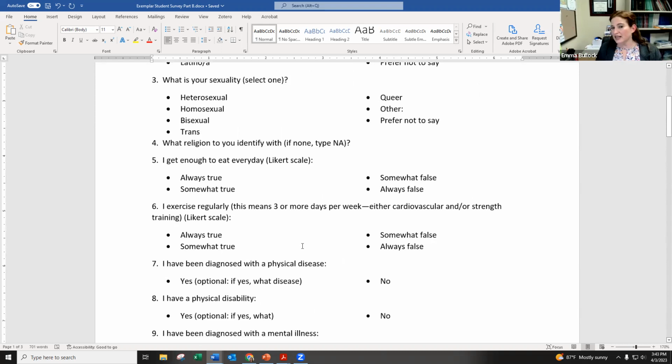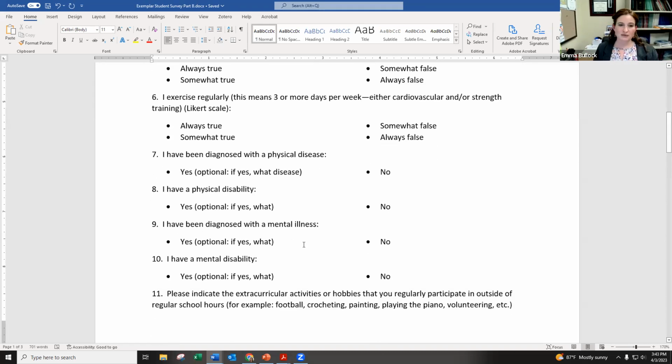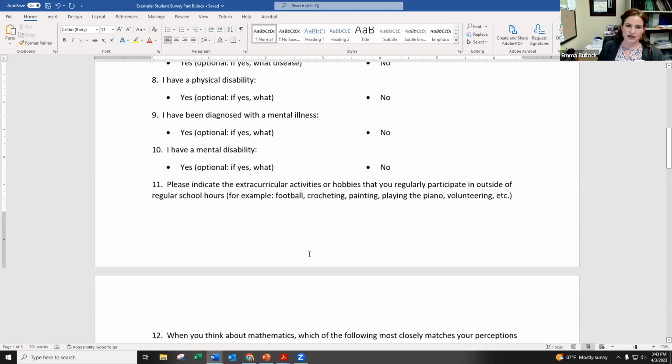Do I get enough to eat every day? Do I exercise regularly? Information possibly about physical or mental illnesses or disabilities. But already we're capturing quite a bit more information, even on first order influences, than we typically get in most studies that are just looking at race, ethnicity, gender, English as a second language.